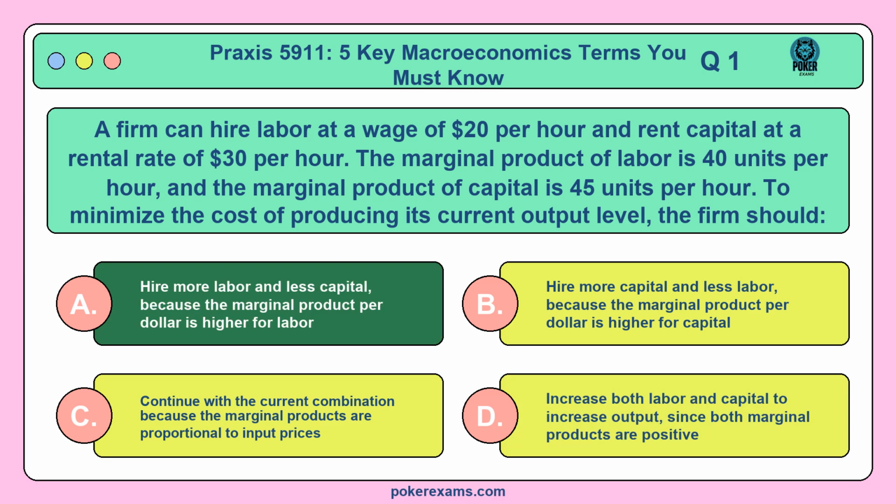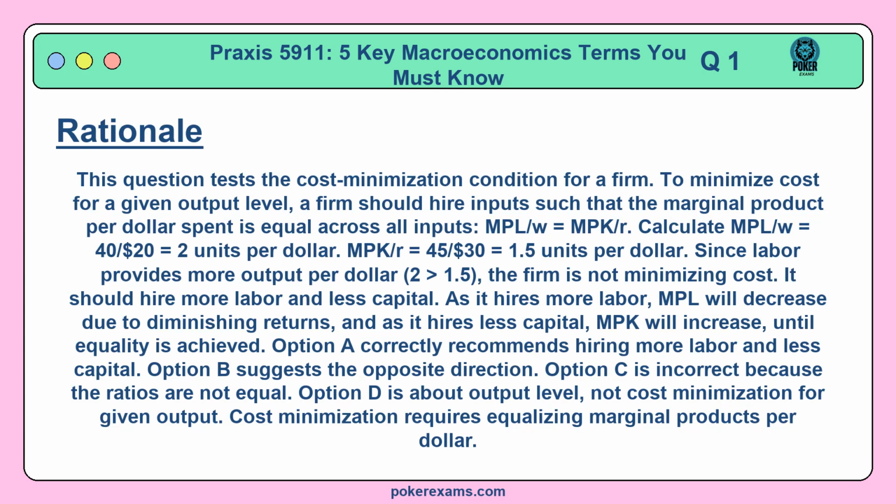The correct answer is A. This question tests the cost minimization condition for a firm. To minimize costs for a given output level, a firm should hire inputs such that the marginal product per dollar spent is equal across all inputs. MPL/W equals MPK/R. Calculate MPL/W equals 40/$20 equals 2 units per dollar. MPK/R equals 45/$30 equals 1.5 units per dollar.